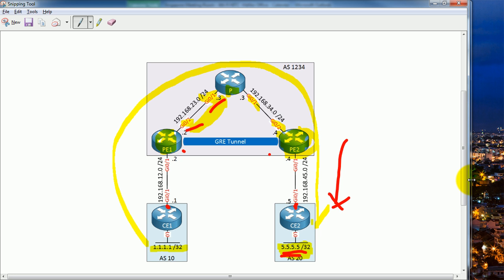Let's see what P2 will do with it. We'll show IP route 1.1.1.1, and it shows the same as on PE2.